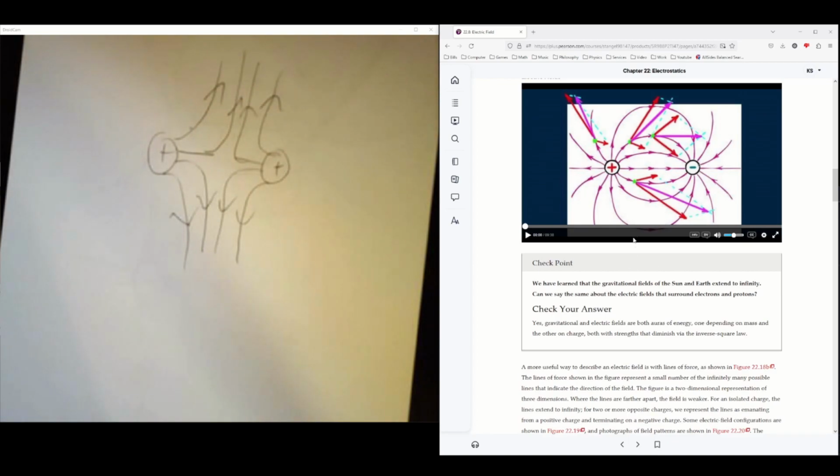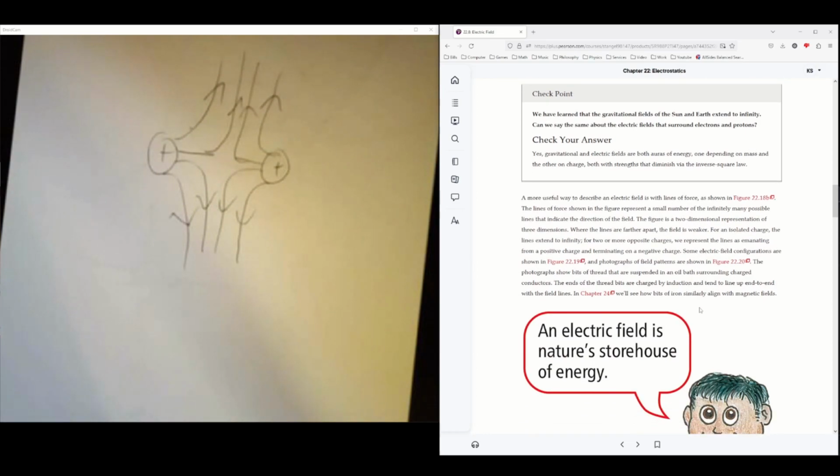And just to say it one last time, these arrows are a mathematical construct. It's not like these arrows actually exist.